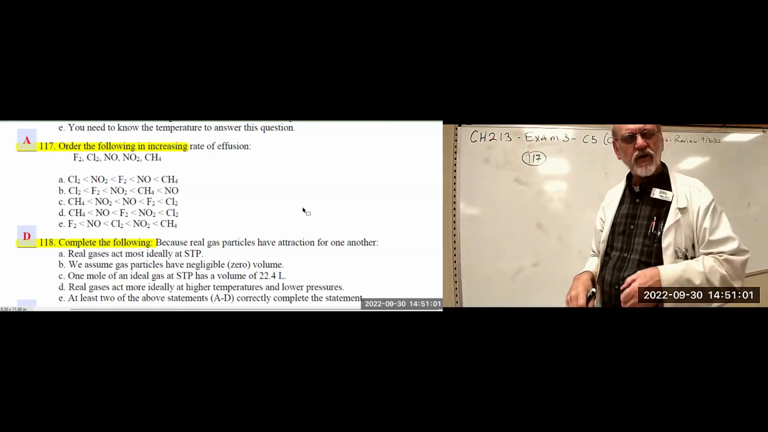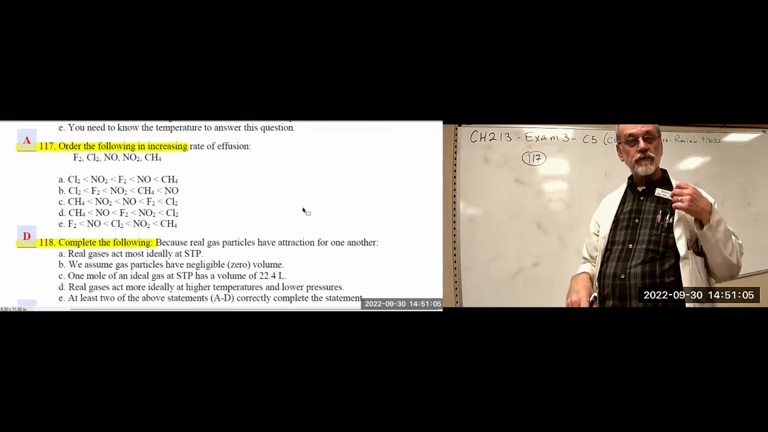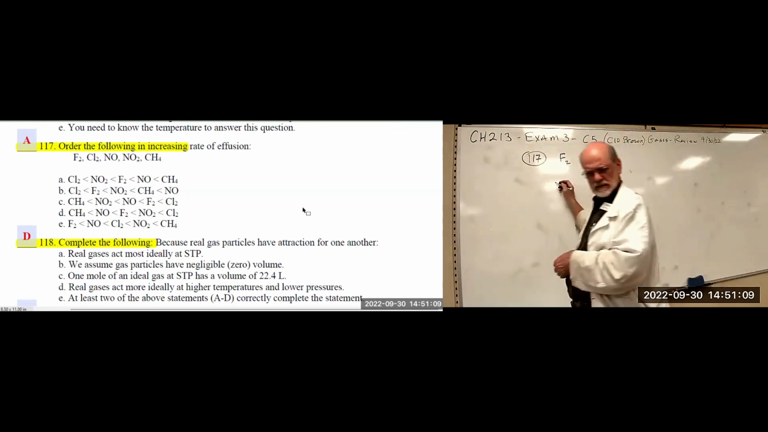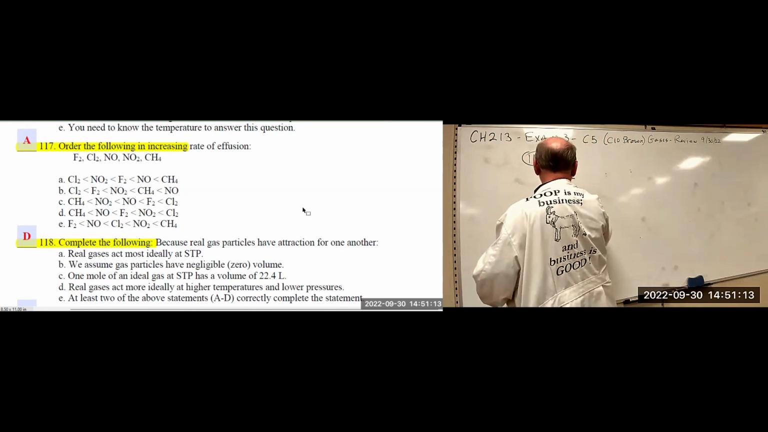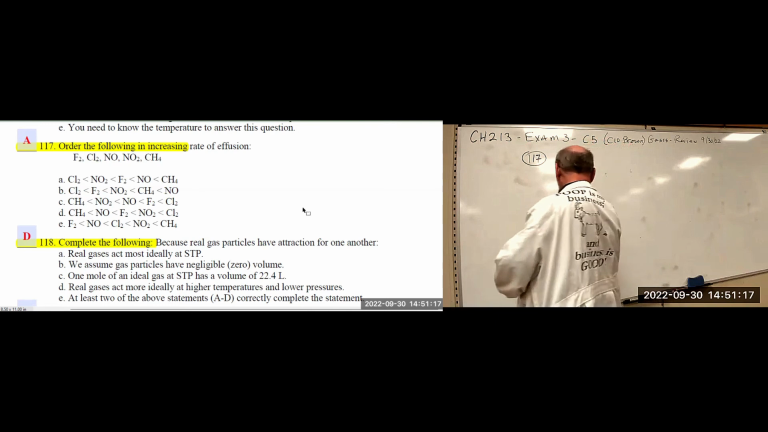Order the following in increasing rate of effusion. Increasing rate, so they move faster. F2, Cl2, NO, NO2, and CH4.